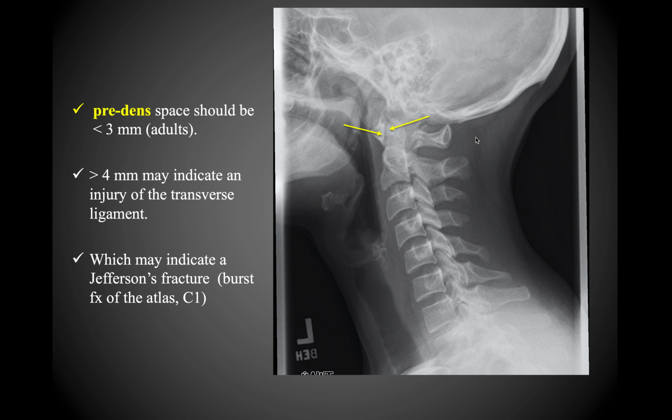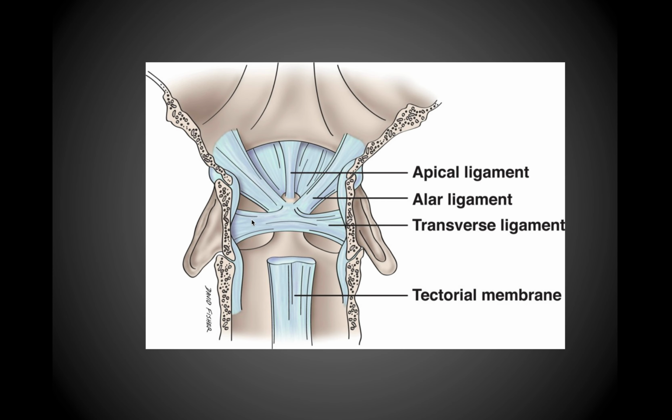So again, if you see that the pre-dens space is expanded, it's larger, so that's what these arrows are pointing out. If you notice that this pre-dens space is significantly enlarged, that indicates there's likely been a Jefferson fracture at that location. So here we have a view of the cruciate ligament.